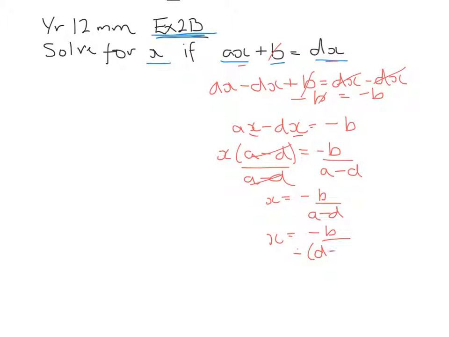Now I guess the other thing I could do if I wanted to is to take out a negative from this bottom line. So negative times d will give me back negative d, and negative times negative a will give me back my positive a. And then I could cancel out those negatives, so x could be equal to b over d minus a. Alright, let's move on to the next one.